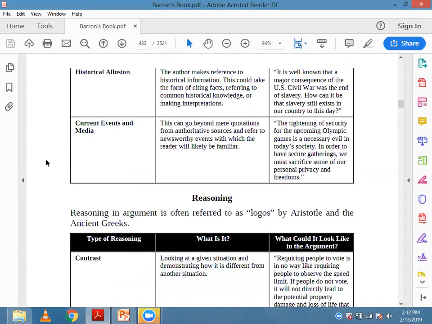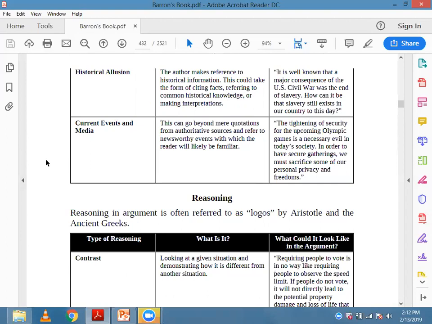Let's read out the example over here. It is well known that a major consequence of the US Civil War was the end of slavery. How can it be that slavery still exists in our country to this day? Now, the US Civil War here is a reference to history, hence the author is using historical allusion as evidence.